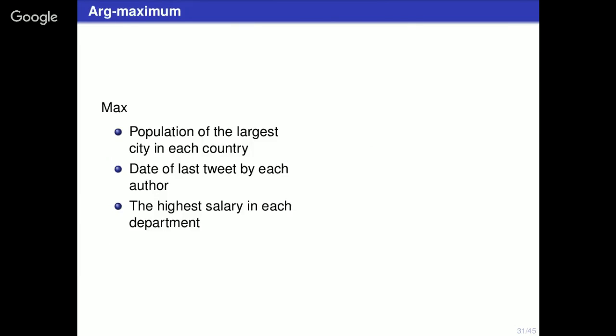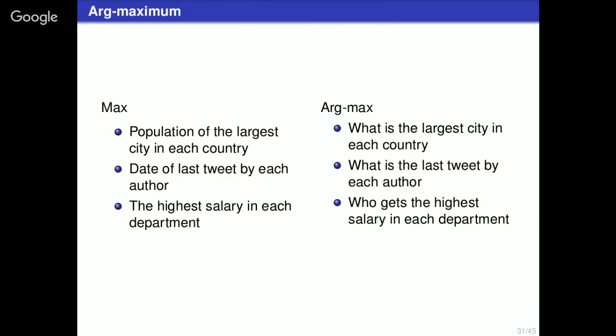The next story is about ArgMax. What can max do? Max can show you the population of the largest city in each country, the date of the last tweet by each author, the highest salary in each department. It's very interesting, but the most interesting is: what is the largest city in each country? What is the last tweet by each author? And who gets the highest salary in each department?